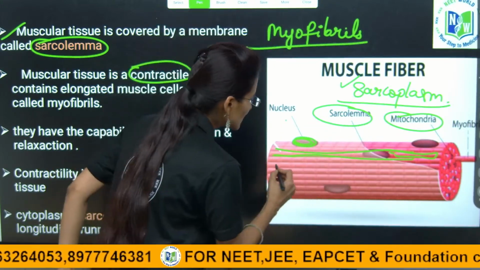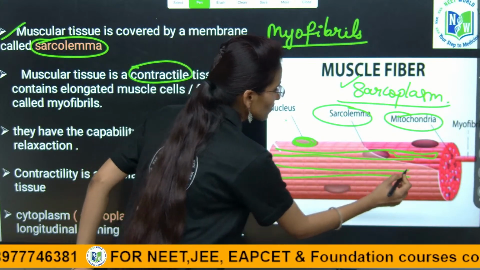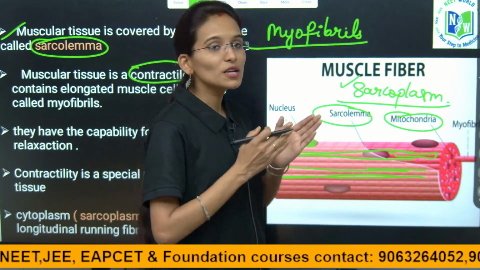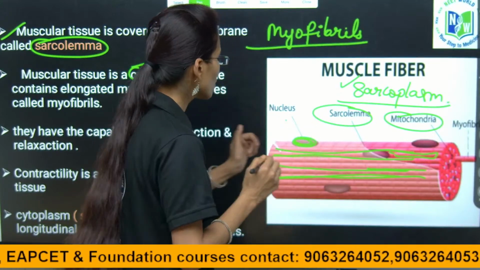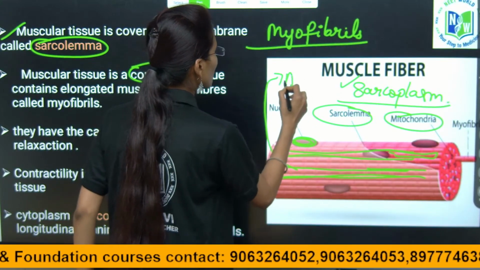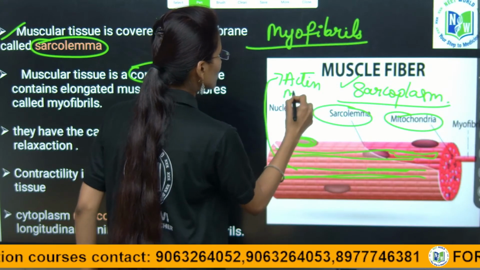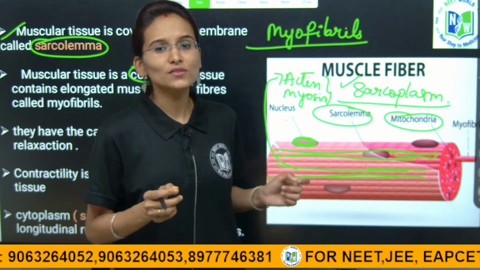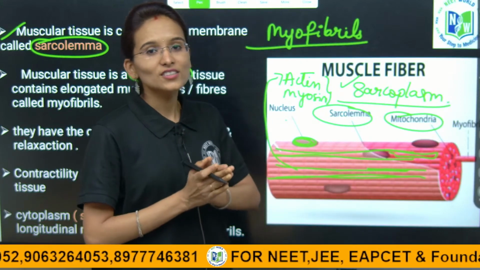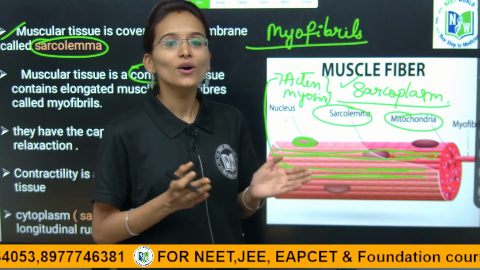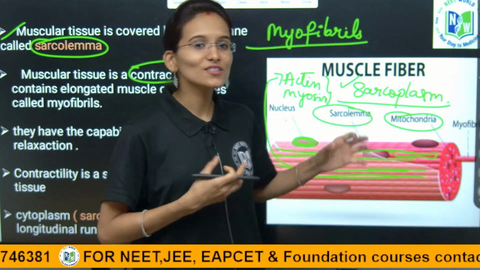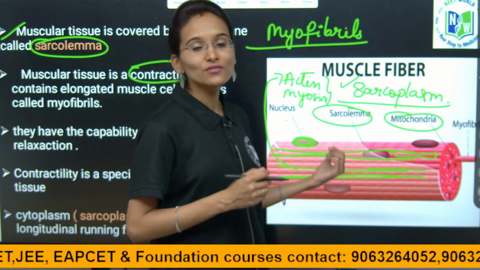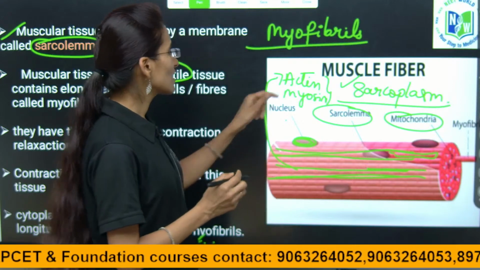If you see these elongated muscle cells, they contain specialized proteins which are meant for contraction and relaxation. Those are called actin and myosin. These actin and myosin are the specialized proteins which give the myofibrils contraction, and help this muscular tissue show contraction and relaxation. These are the proteins involved in it: actin and myosin.